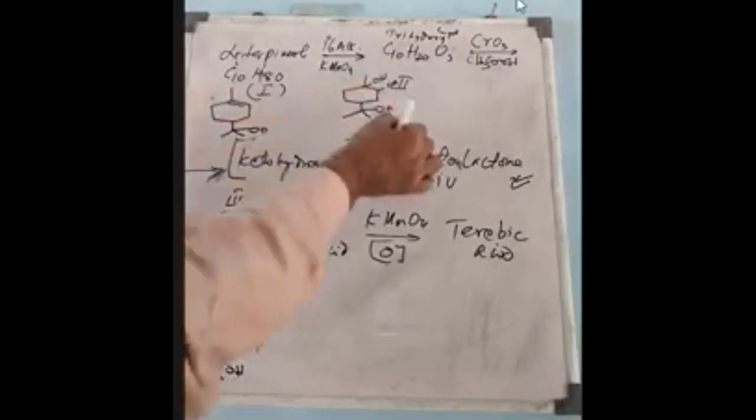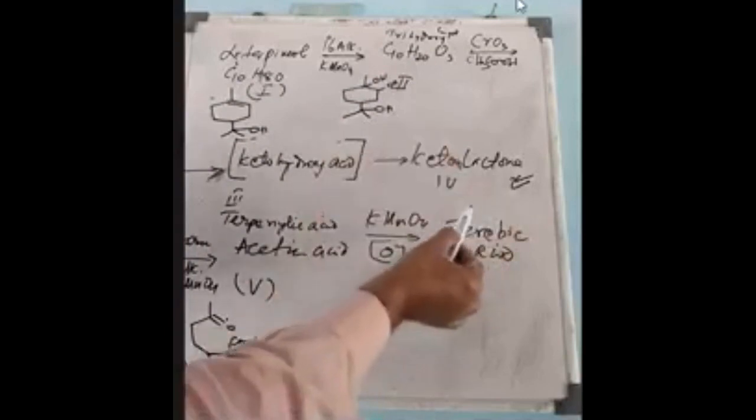This is the formula structure given to the keto hydroxy acid. This is number 3. And when this was treated, finally it was converted to a lactone. How was it lactonized? A hydroxy group from here, the carboxylic acid from here, and the ketone group remains as it is.